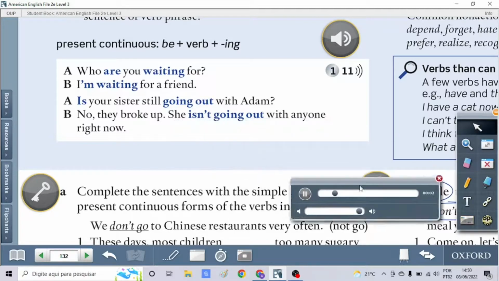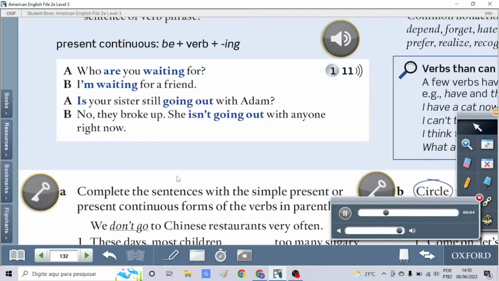1.11. Who are you waiting for? I'm waiting for a friend. Is your sister still going out with Adam? No, they broke up. She isn't going out with anyone right now.